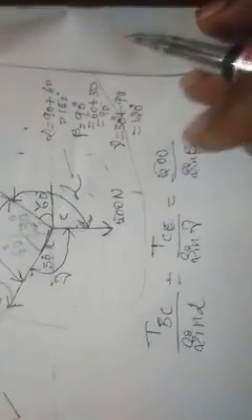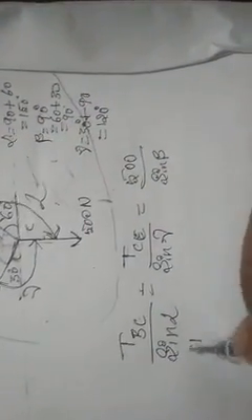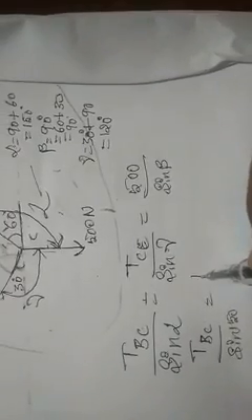Now substitute the values of alpha, beta, gamma which you have written here. Write one by one. TBC divided by sine of alpha, where alpha is 150 degrees. TCE divided by sine of gamma, where gamma is 120 degrees, is equal to 500 divided by sine of beta. Sine beta is 90 degrees.